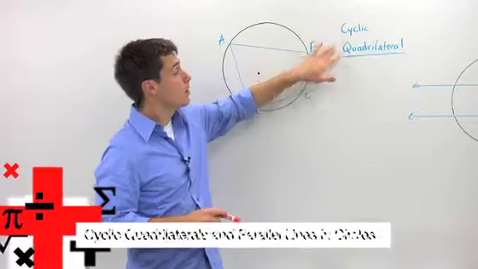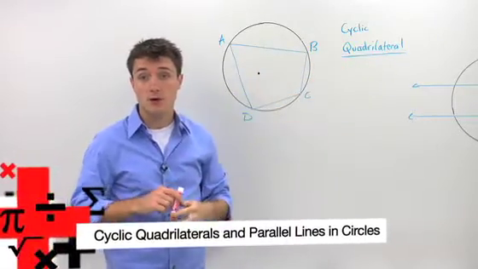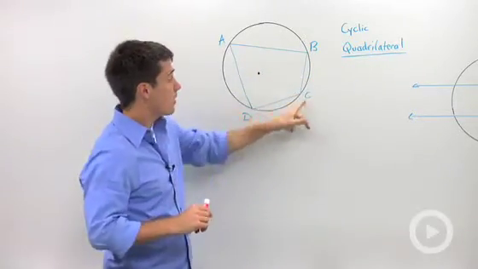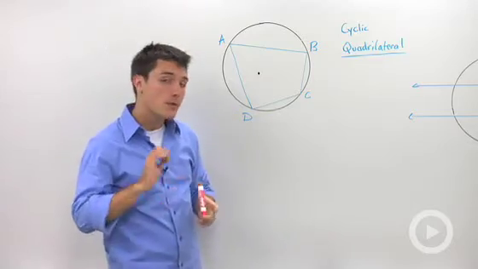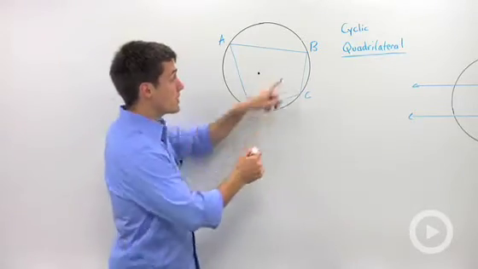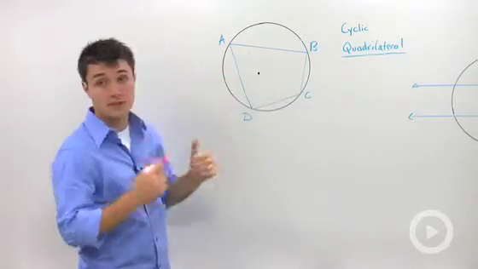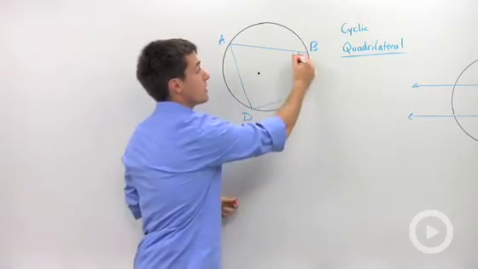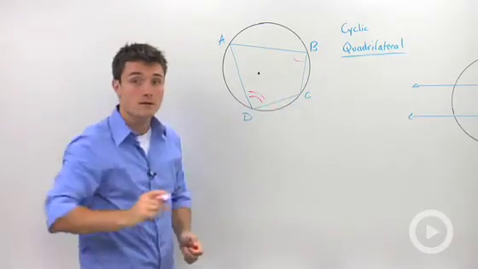A cyclic quadrilateral is an inscribed quadrilateral, where the vertices are all on the circle. And there exists a special relationship between opposite angles in a cyclic quadrilateral. So let's start off by looking at angle B and angle D.